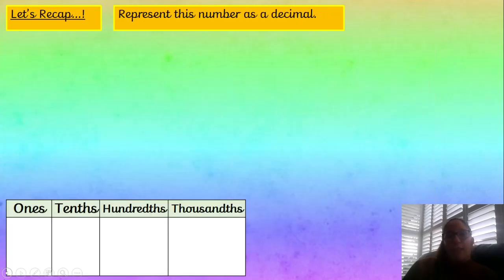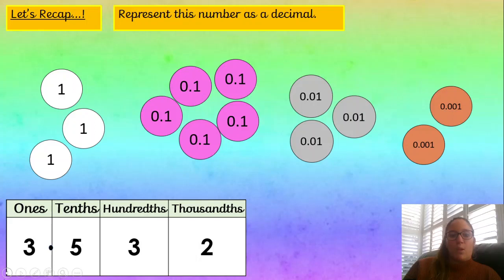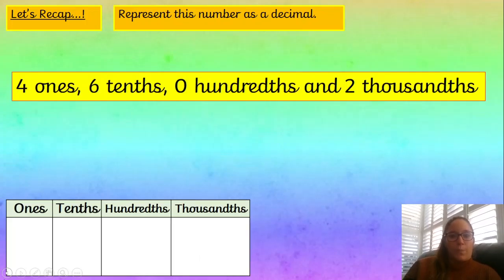Okay, let's recap from yesterday. Represent this number as a decimal. So you can use the place value grid to help you. You don't need to write them down, you can just think about what the answer would be. If you want to write them in your books, then you can do that as well. Okay, so what would this number be as a decimal? How many ones have we got? We've got 3 ones, 5 tenths, 3 hundredths, and 2 thousandths. So it's 3.532. What about this one?